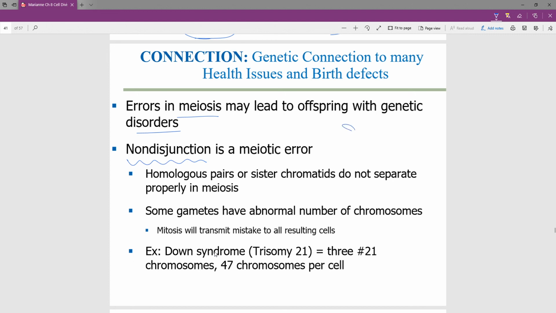So this idea that we have the chromosomes lining up as homologous pairs, but instead of separating like they're supposed to, they don't. We get 2 chromosomes being sent to the cells. So they both go that way, and there's nothing going that way. So the homologous pairs or sister chromatids don't separate properly. So it could be this one, or it could be in metaphase or anaphase 2, where they don't separate here.